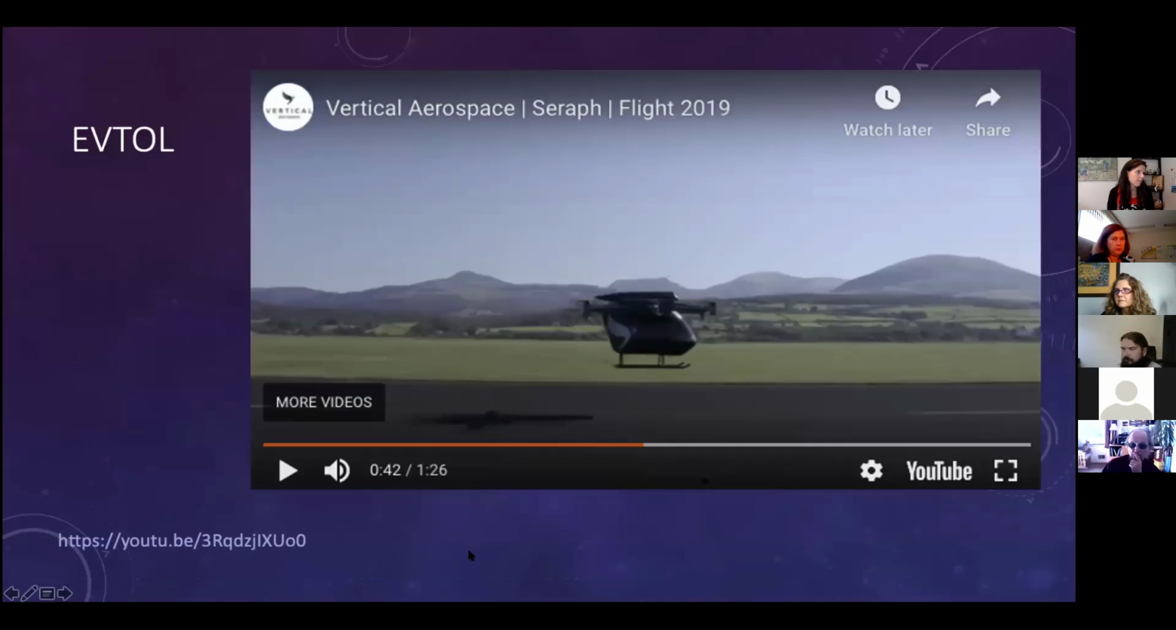So eVTOL, this is my current favorite super nerd space. There's a ton of really interesting stuff going on. My dream is to have a landing pad in my backyard so I can just get in my little giant drone basically and fly to wherever I need to go. It's going to be amazing someday.